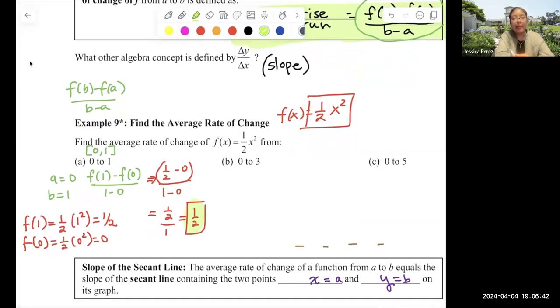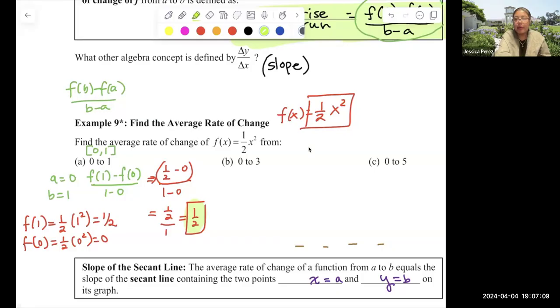So let's recap. I started by identifying who is A and who is B. A is the smaller number, B is the bigger number. So then I apply the formula f of B minus f of A divided by B minus A, which is this one. F of 1 minus f of 0 divided by 1 minus 0. Then I have to find what f of 1 is.